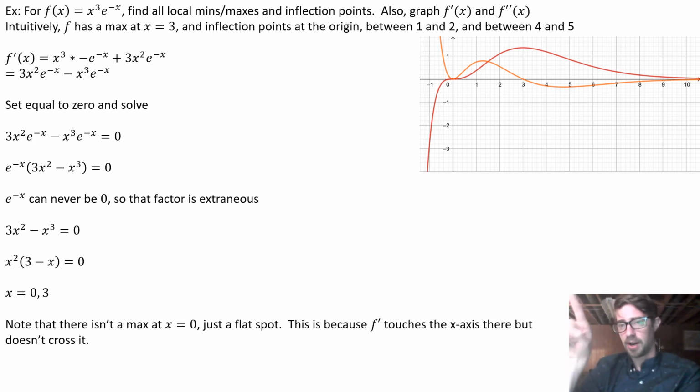It just bounced off. But if you look at x equals 3, that's the only spot where the derivative does switch from positive to negative, which means the function actually did switch from increasing to decreasing, which means it hit a max. So the graph of the first derivative will confirm that.